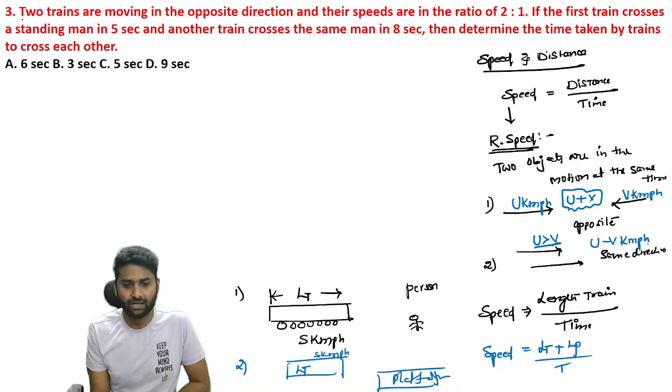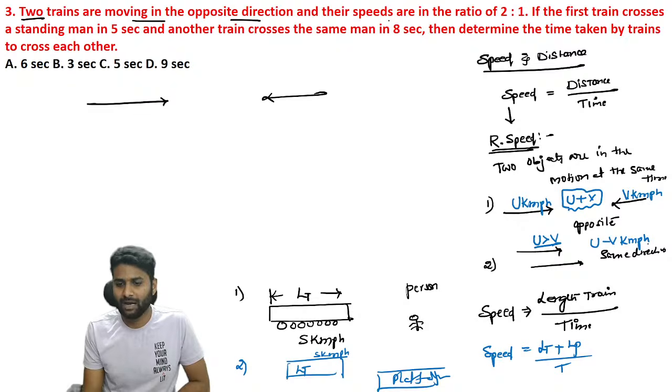Let's understand that. Two trains are moving in opposite directions, and the speeds are given in the ratio 2 to 1. Let us take this as 2 meter per second, because data is available in seconds, and the other is 1 meter per second. It is a ratio, right? So instead of exact values, let us take 2x and x.